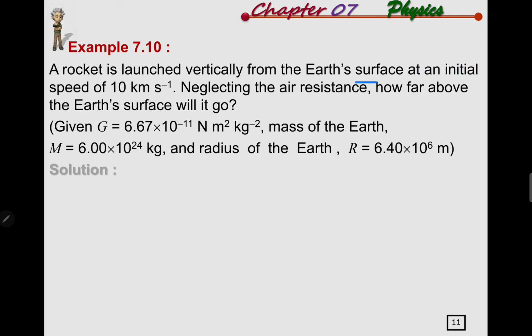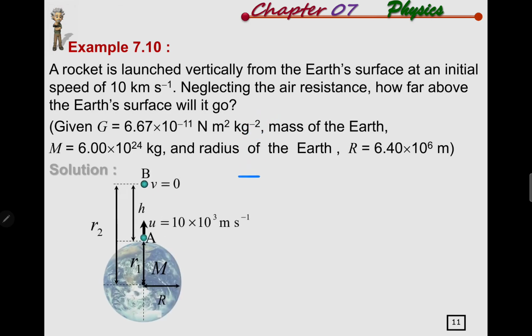Okay, next example will be example 7.10. For this one, you have a rocket launched vertically from Earth's surface at an initial speed given as 10 kilometers per second, neglecting air resistance. How far above the Earth's surface will it go? So what we do is draw the situation over here. Take off from point A, approaching point B, where at point B the final velocity will become 0.